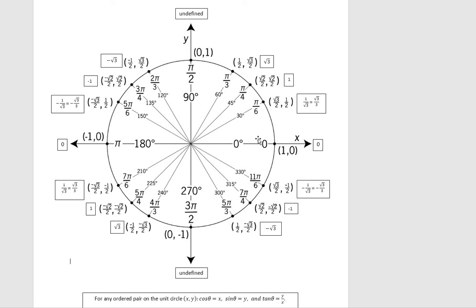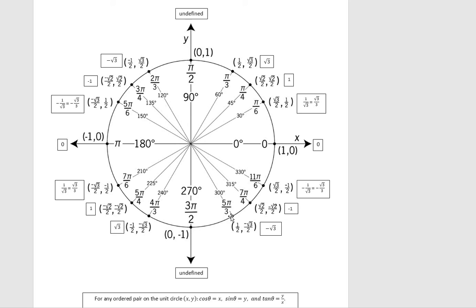Well, 11 pi thirds isn't on here. But you have to remember, these keep going, right? They just keep going and going and going. You could go negative direction, positive direction, as many times around as you want. So 11 pi thirds, let's just count our way around. If I went all the way around, that would be 6 pi thirds, right? 2 pi is all the way around, so 6 pi thirds. And I would have to go an additional 5 pi thirds to get to 11 pi thirds. Again, 6 thirds plus 5 thirds.